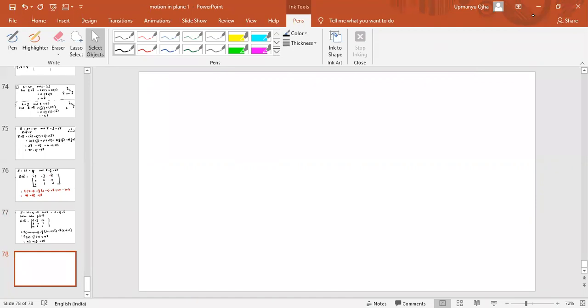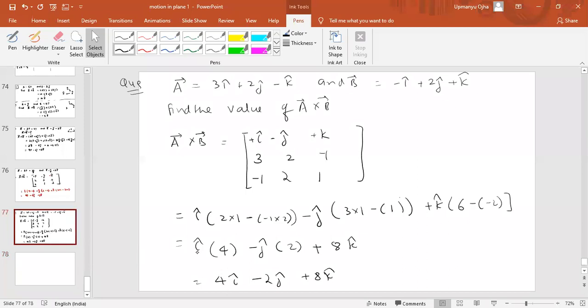Now if I ask you one thing, in the previous question only, find the magnitude of A cross B. Can you find that? In the previous problem which we have discussed, can you find the magnitude of A cross B? It is 84. Okay.